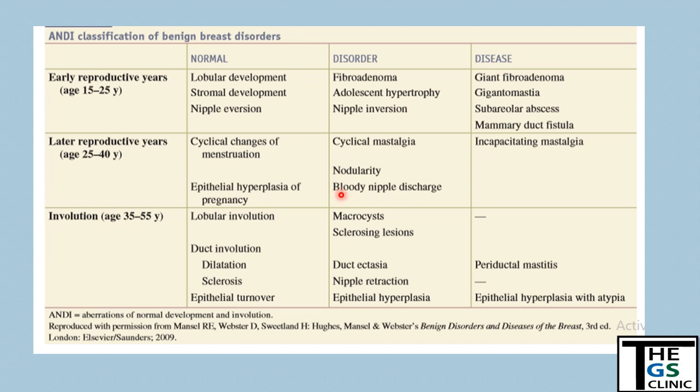She will have nodularity, especially in the big size breast, or there might be nipple discharge, which is bloody. Also in this condition, be careful because it might be a sign of duct ectasia or it might be a sign of malignancy. So first of all, we need to exclude these conditions. Then we say this is a disorder that might not need treatment.